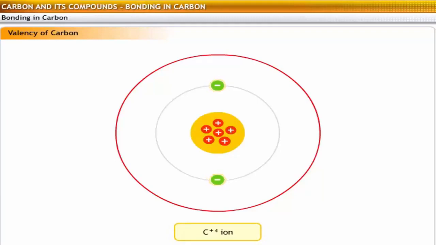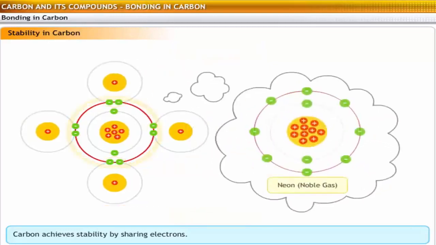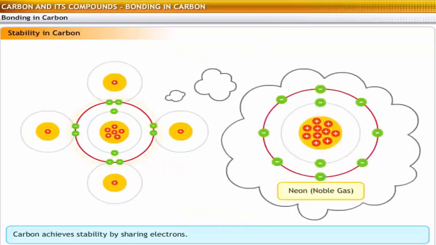It would require a great deal of energy to remove 4 electrons, leaving the cation with 6 protons in the nucleus and holding only 2 electrons. This makes either of these possibilities difficult. Carbon overcomes this difficulty by sharing its electrons with other atoms of carbon or with atoms of other elements. We know that sharing of electrons results in a covalent bond, and the shared electrons belong to either of the atoms. This sharing helps in achieving noble gas configuration.